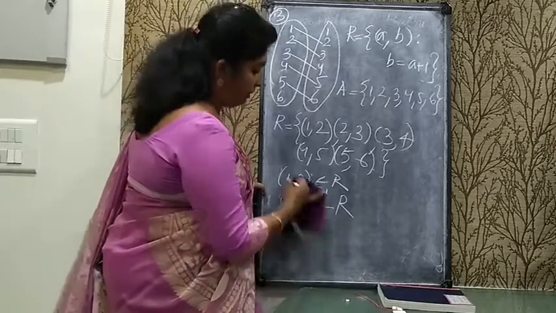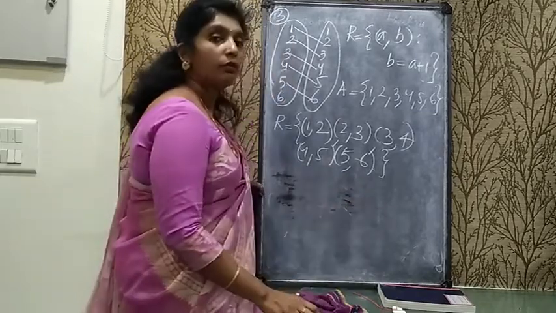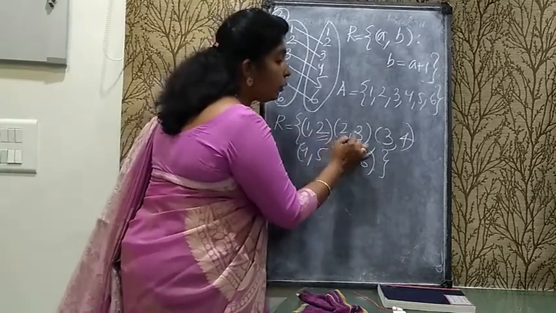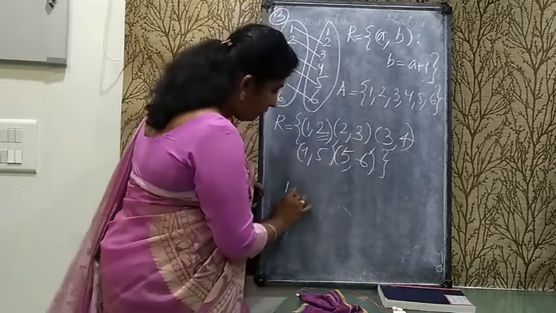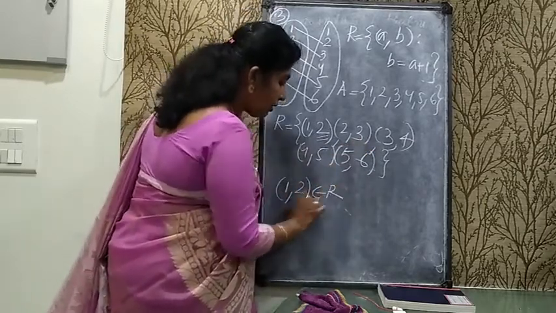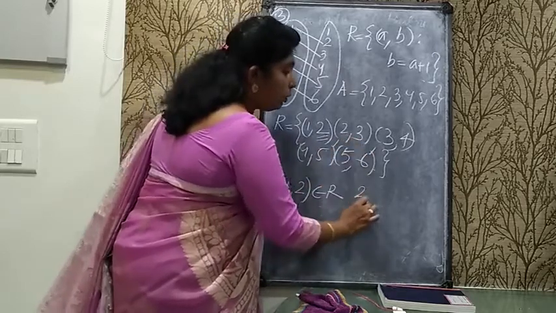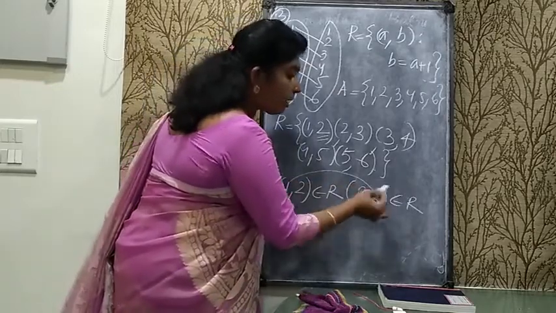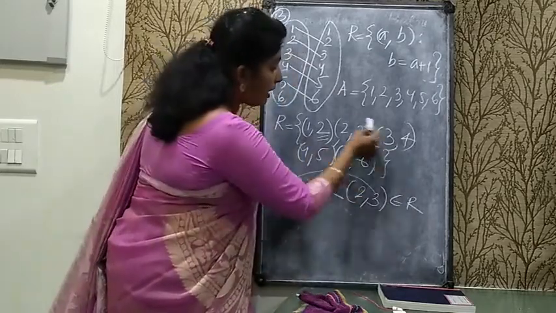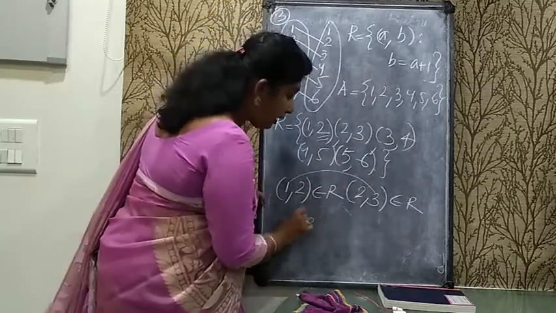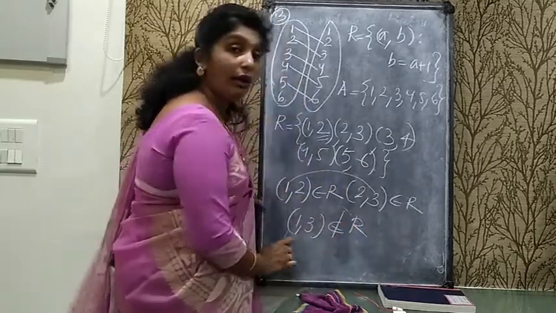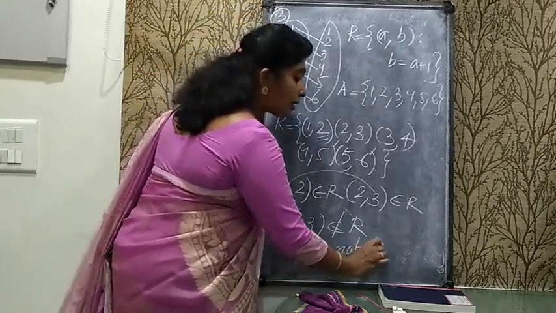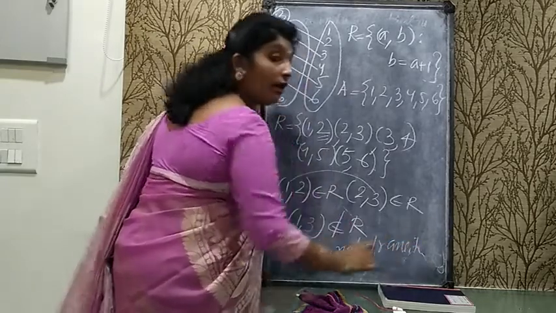Now the third condition. If (1, 2) belongs to the relation, then connecting with 2 you have to see the other one. Then (2, 3) belongs to the relation. (1, 2) belongs to the relation, so connecting with 2, here (2, 3) also belongs to the relation. Then (1, 3) should be there in the relation. Are you able to see any (1, 3) here? No. (1, 3) does not belong to the relation. Therefore, our relation is not transitive. Okay? Is it clear to everyone?